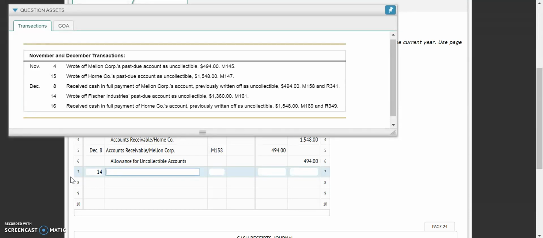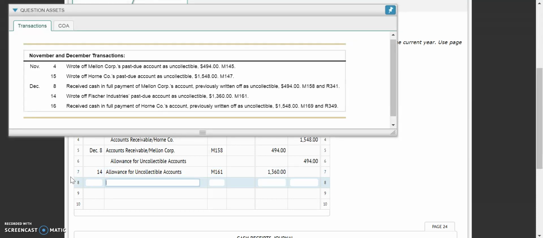And then again, because we're writing it off, this is where we start with the allowance for uncollectible accounts, M161, and that's $1,360. And then our credit goes to accounts receivable / Fisher Industries, 1360.